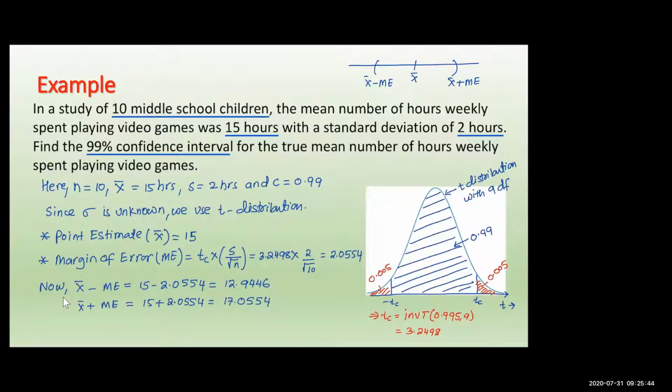So the meaning of that is we are 99% confident because we are constructing a 99% confidence interval. We are 99% confident that the true mean number of hours weekly spent playing video games is between these two values. So that will be our conclusion. So we are going to write that conclusion now. We are 99% confident that the true mean lies between 12.9446 hours to 17.0554 hours.